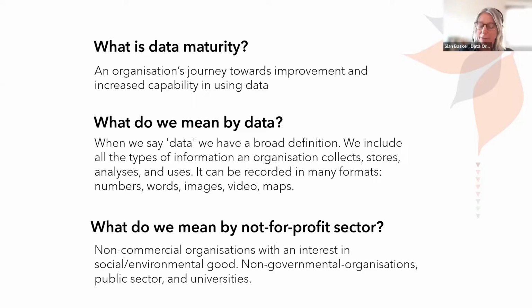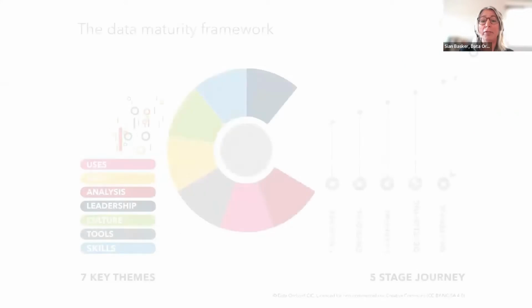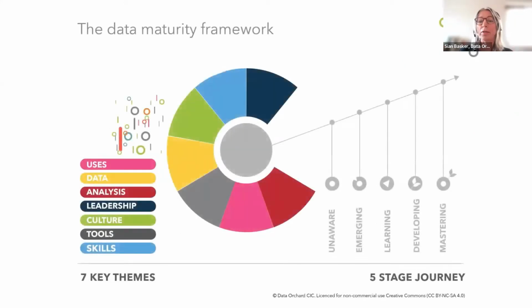Because data is so complex and everywhere in every organisation, one of the key things we have done is to break it down into a really simple framework. This is our data maturity framework, and it's really trying to help give structure to how people think about data. It also aims to make data more accessible and understandable to everyone in an organisation, not just the techie people.